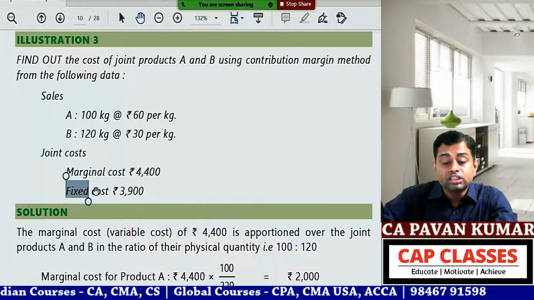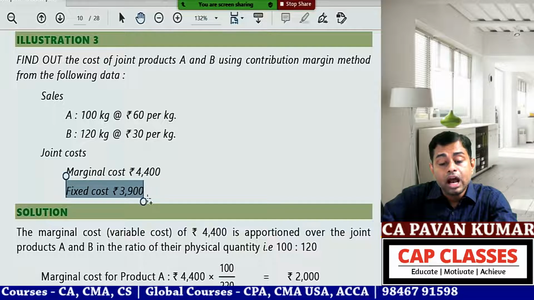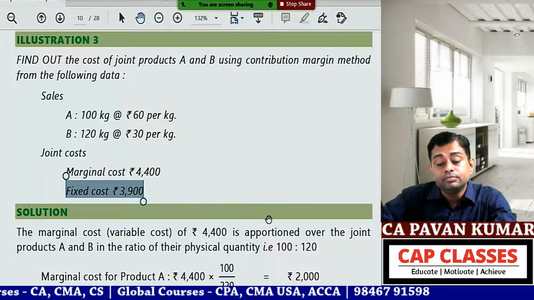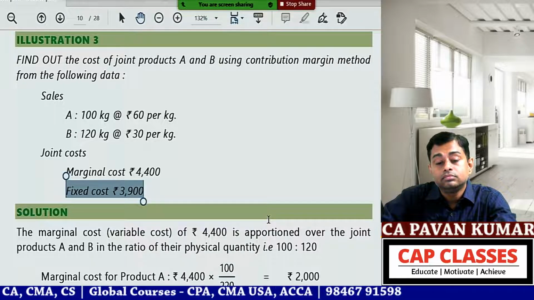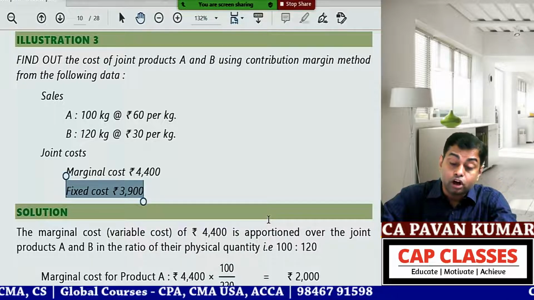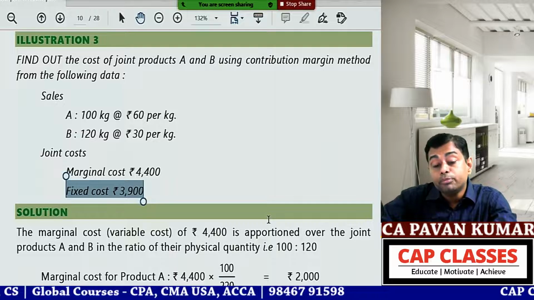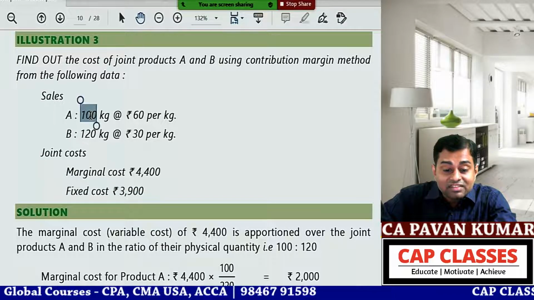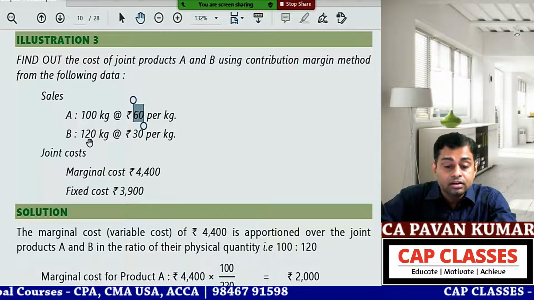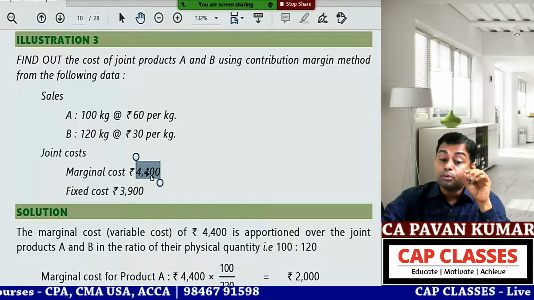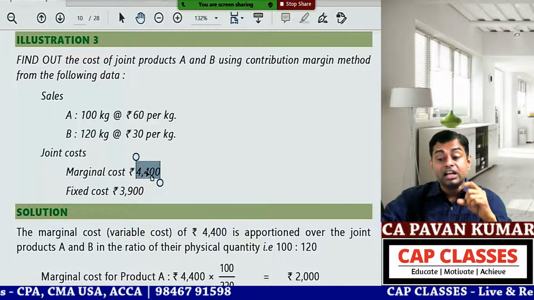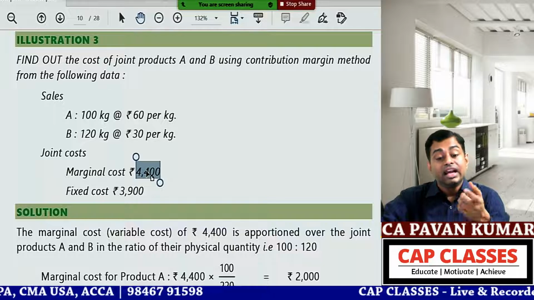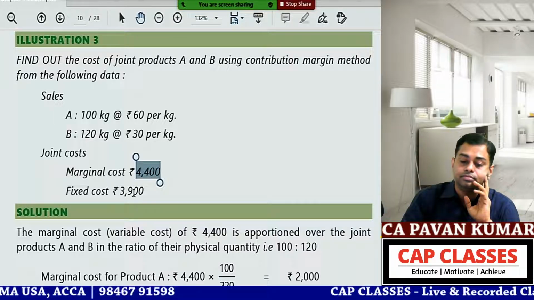Continue, ma. Fixed cost 3,900. So, Ramya, how shall we distribute this 3,900? On the basis of contribution ratio, sir. How do I know contribution? Sales is available here, 100 into 60. Then marginal cost you have apportioned already. So sales minus marginal cost is contribution. In that ratio, we'll apportion fixed cost. You understand?